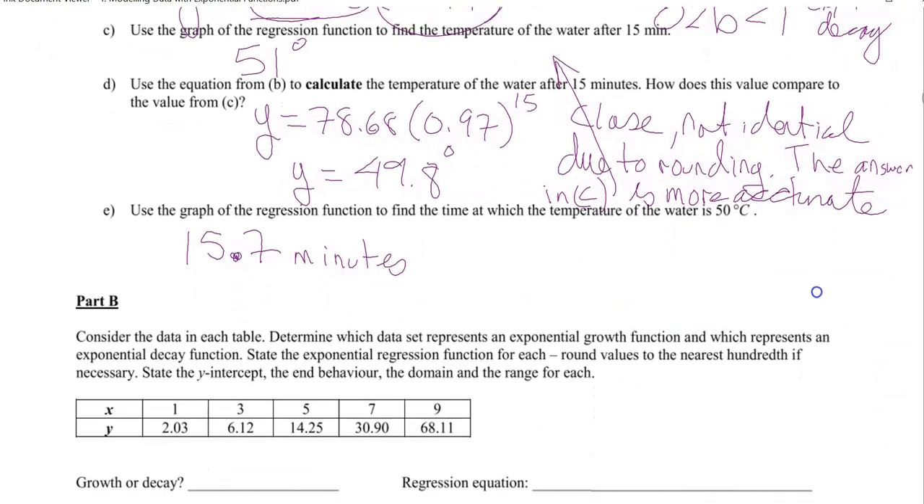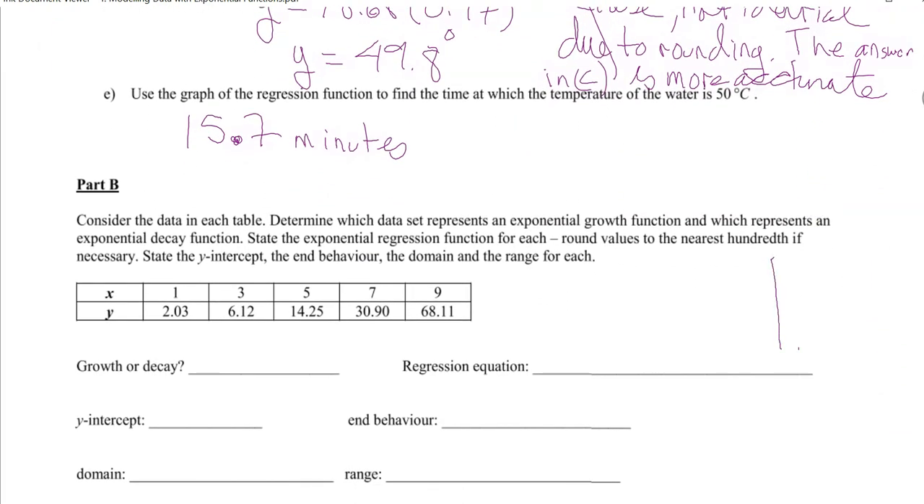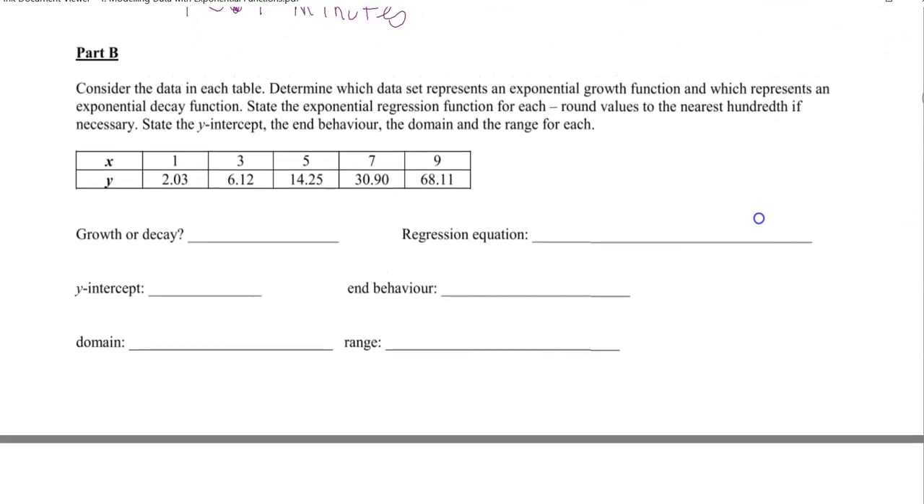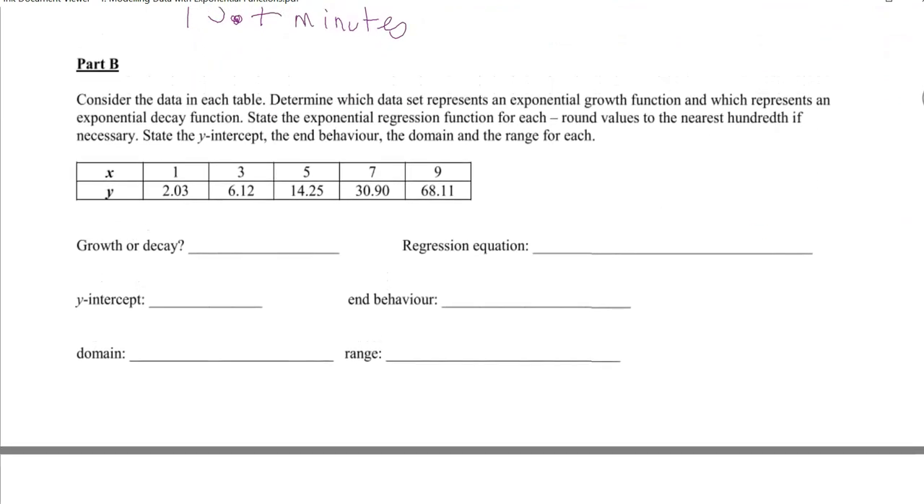Center the data in each table. Determine which set represents exponential growth and which represents exponential decay. So let's just look at this table. So is this growth or decay? Growth. How do you know? Yeah, so the y values are increasing, right? And they're not increasing linearly.